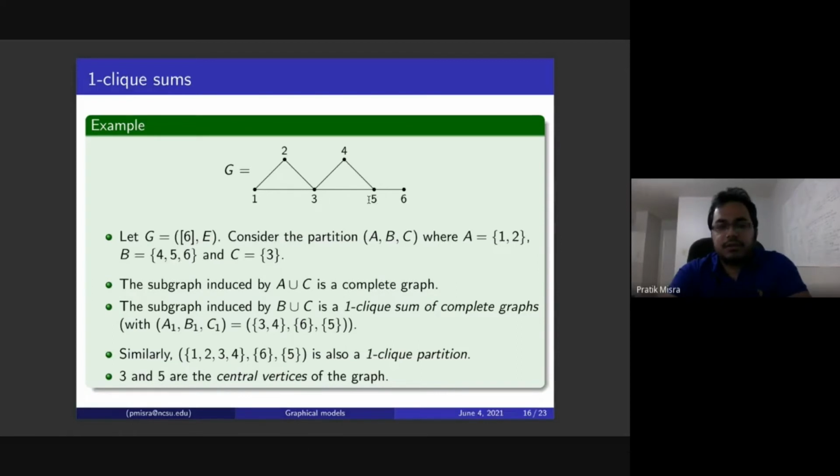That is not a complete graph, obviously, but that can also be seen as a one-clique sum of complete graphs. If we consider the partition A1, B1, C1 as 3, 4, and let's say C as 5, and B as the vertex 6, we can basically see the subgraph induced by B union C as gluing a complete graph with 3 vertices, which is the triangle 3, 4, 5, with the complete graph with 2 vertices, that is 5, 6. So from the definition, we can say that A union C is a complete graph and B union C is a one-clique sum of complete graphs. So G is actually a one-clique sum of complete graphs.